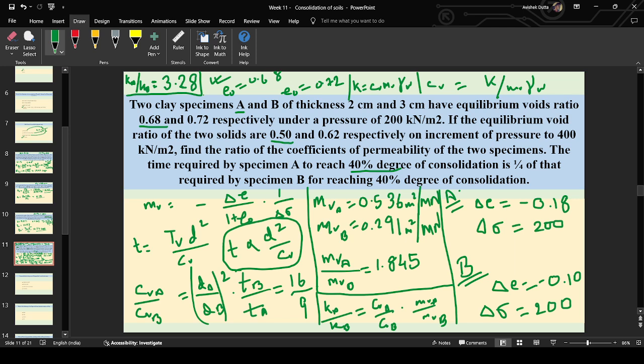Hello? Are you getting 3.28? Sir, I didn't do it, sir, because of that power problem. Oh, okay, fine. So you can understand the concept, right? Yes, sir.